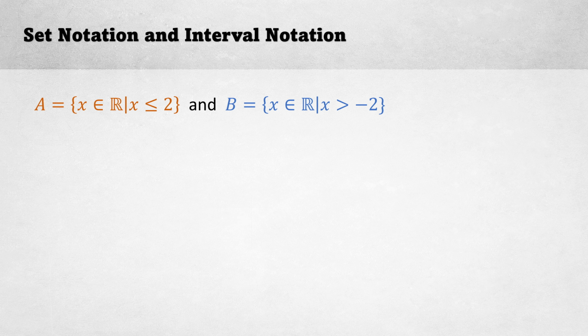Let's look at some sets and their union and intersection. Here, A is the set of all real numbers x that are less than or equal to 2, and B is the set of all real numbers x that are greater than -2.